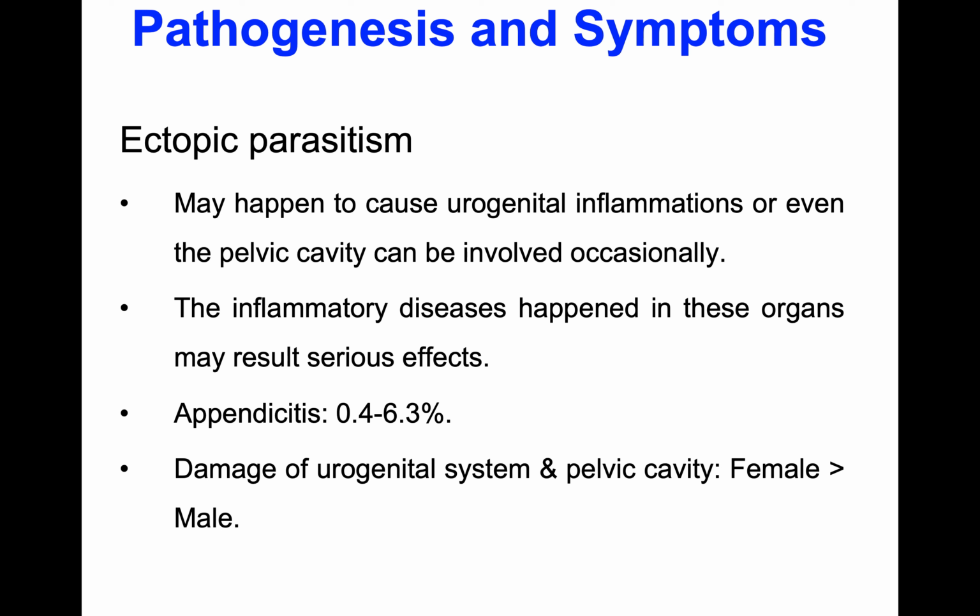Ectopic parasitism may happen and cause urogenital inflammation, or even the pelvic cavity can be involved occasionally. The inflammatory diseases occurring in these organs may have serious effects and damage the urogenital system and the pelvic cavity. So the female is more severely affected than the male.